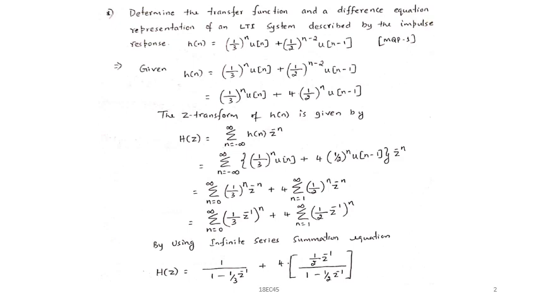Now by using the infinite series summation equation, I can write H of z equal to 1 by 1 minus (1/3) z inverse plus 4 into, here the lower limit is 1, so from 1 to infinity, summation of a to the power n is a divided by 1 minus a. So I will substitute that: (1/2) z inverse divided by 1 minus (1/2) z inverse.